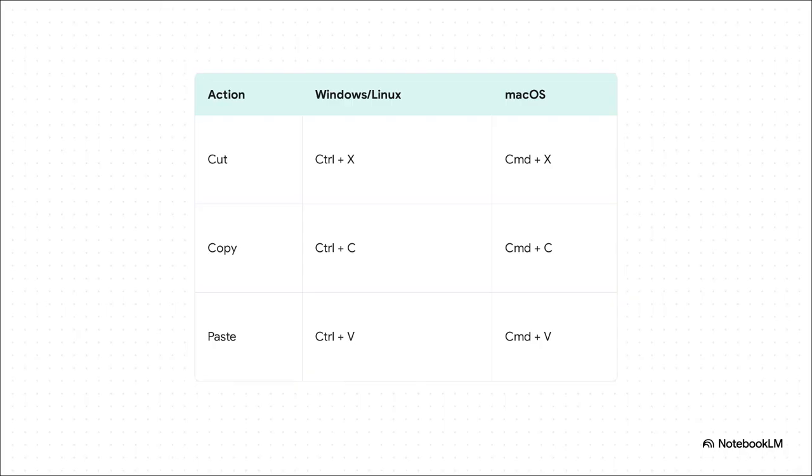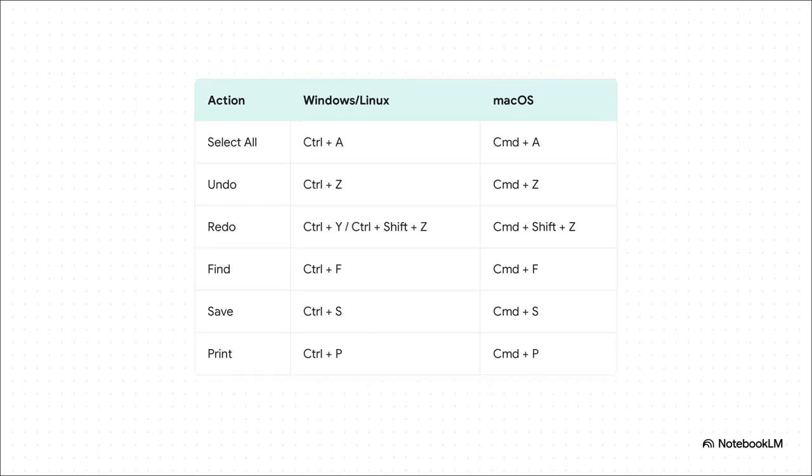So it's Control or Command X to cut. Think of the X like a pair of scissors. C is for copy. That's an easy one to remember. And V is for paste, which is just conveniently located right next to C on the keyboard. Just mastering these three will save you so much time, you won't even believe it.